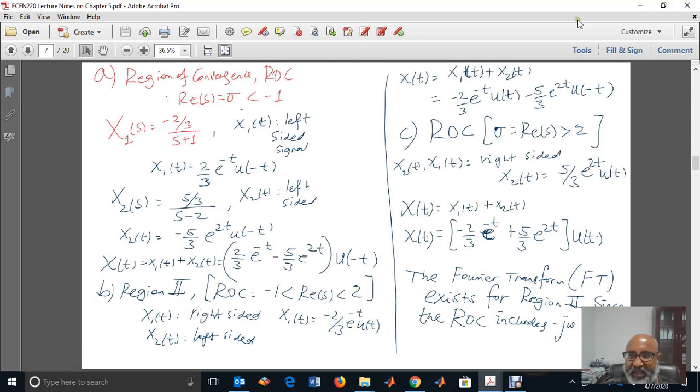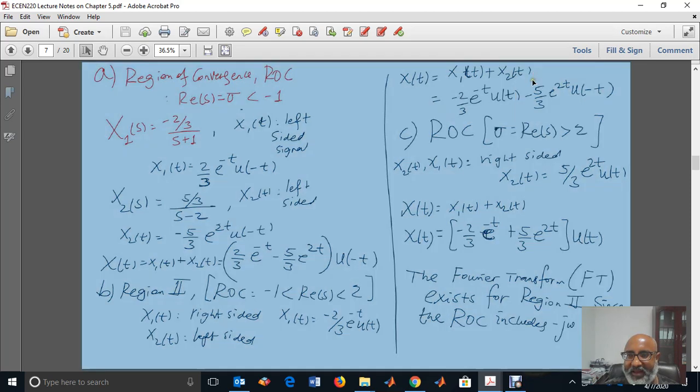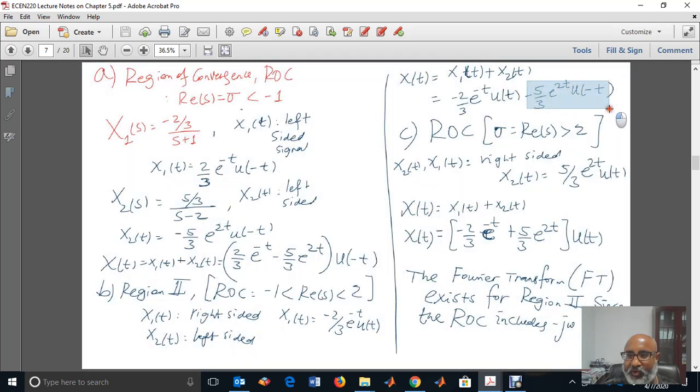If we look at the signal for case 2, we have this signal, which is an exponentially decaying signal. And the second one is also decaying. Why? Because of u minus t, which means left-sided. So the overall signal is decaying. That means the Fourier transform exists.